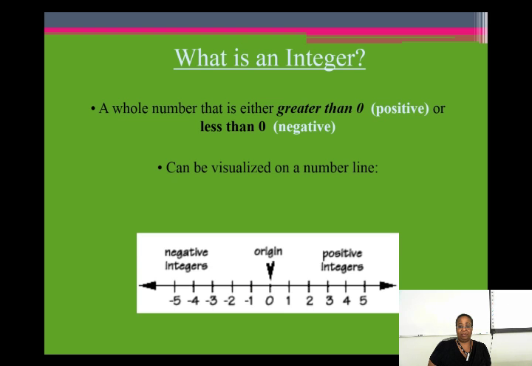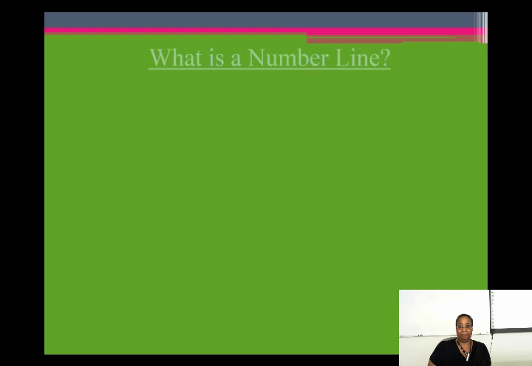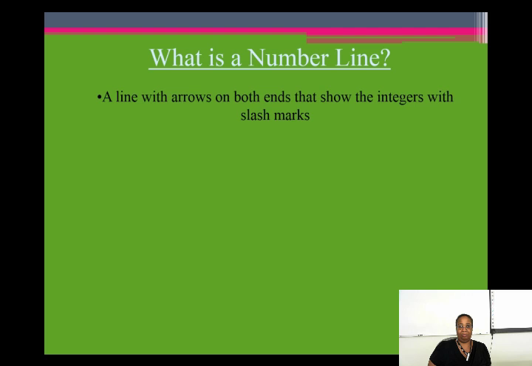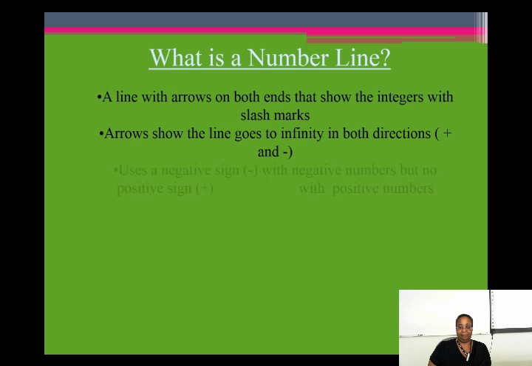And here's an example. A lot of times you're going to want to use a number line initially so that you can understand the different rules that are going to be applied today. Now, what is a number line? A line with arrows on both ends that shows the integers with the slash marks. The arrows show the line goes to infinity, so you can do it as long as you need to. I wouldn't recommend that. I would just trust the rules.